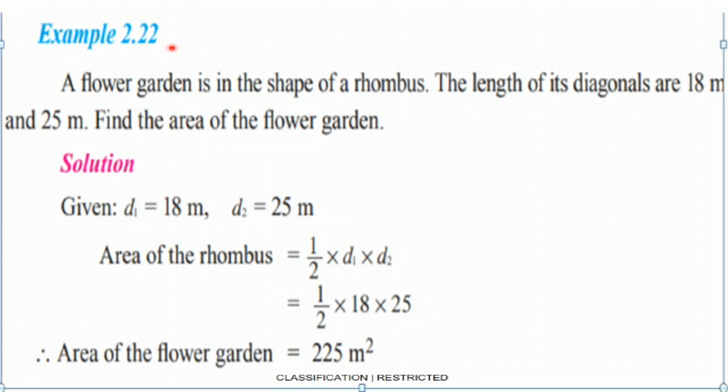Next, we will see the other example. Given a flower garden is in the shape of a rhombus. The length of its diagonals, that is D1 is 18 meter and D2 is 25 meter. So find the area. Given D1 equals 18 meter and D2 equals 25 meter. What is the formula? Area of the rhombus is half into D1 into D2 square units. So half into 18 into 25, you cancel it, 2 nines are 18. 9 into 25 equals 225 meters square. Therefore, area of the flower garden equals 225 meters square.